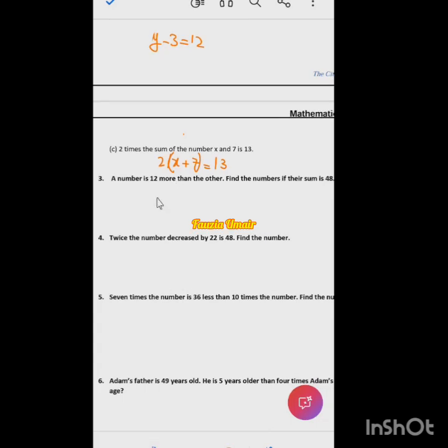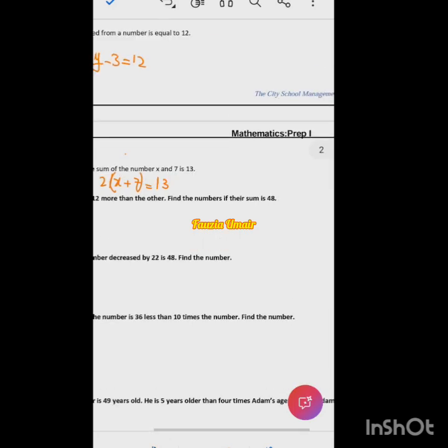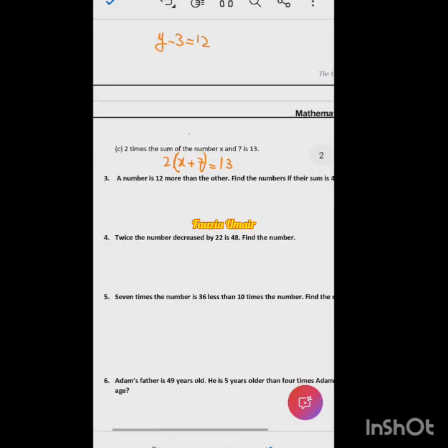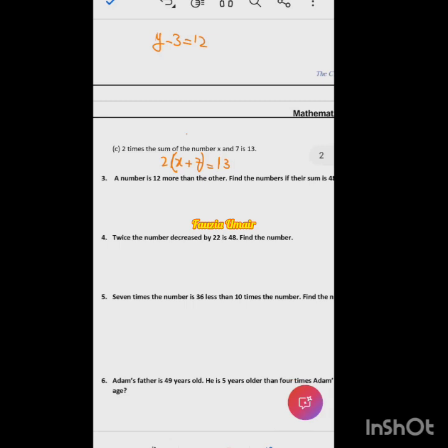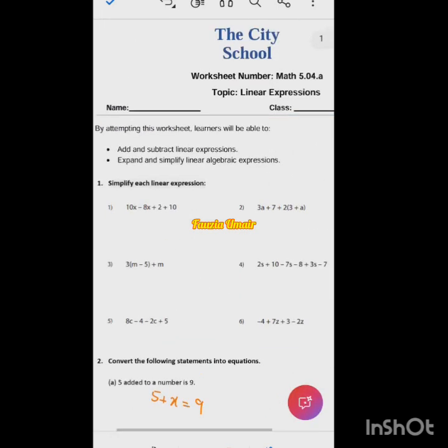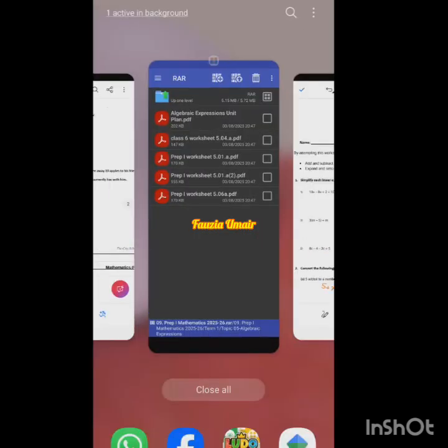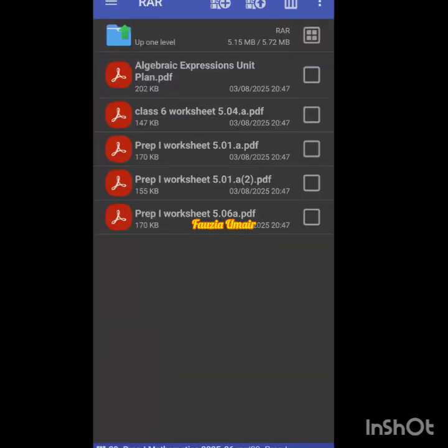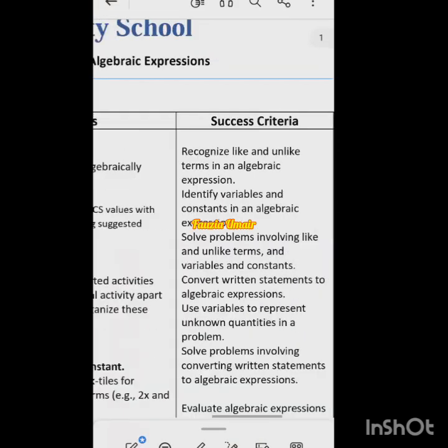A number is 12 more than another. So these are the solutions. That's enough. We will do it later on, because we need to solve them. That's all. We will solve these questions tomorrow. We will spend time. Is it difficult or is it making sense? Yeah, ma'am, it's making sense.